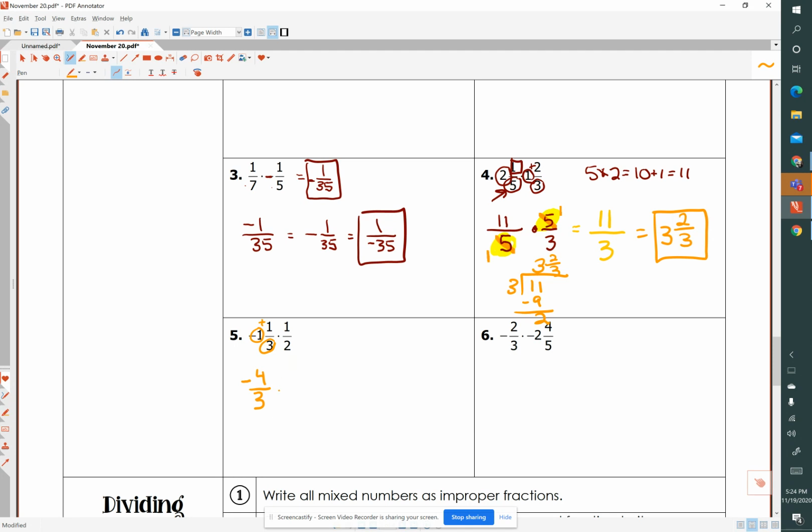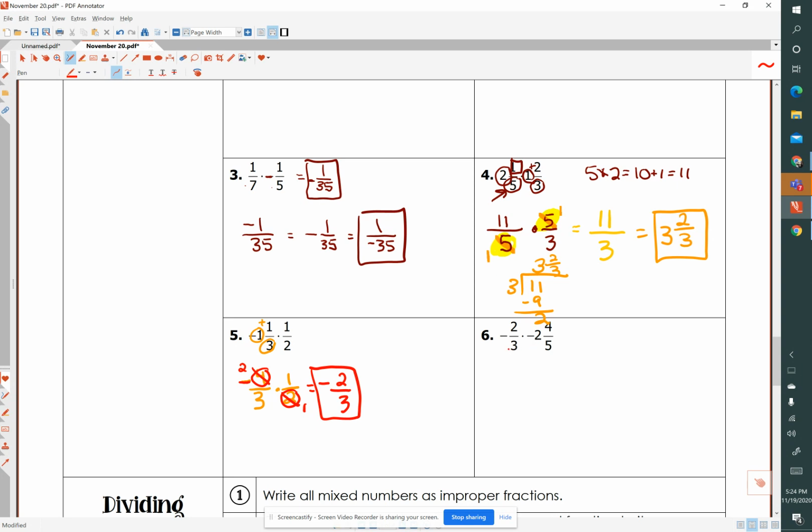And times 1/2. Now we have some cross simplification that we can do here. So let's choose another color so we can make it very clear. We've got a 2 and a 4. So 2 divided by 2 is 1, 4 divided by 2 is 2. We've got a negative sign here, we can't forget that. So we'll multiply across. 2 times 1 is 2, 3 times 1 is 3. And we've got that negative sign. And because we cross simplified first, our answer is already in its simplest form.